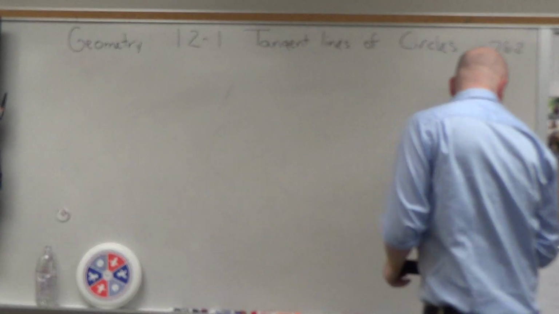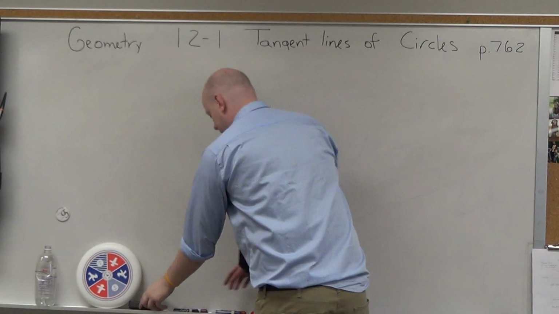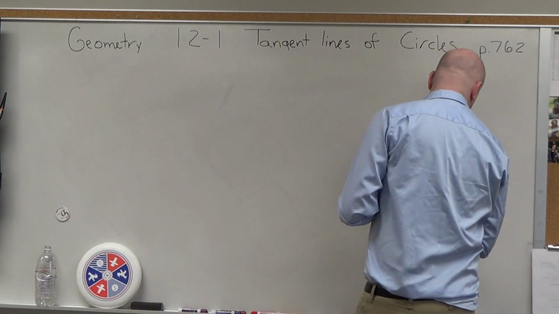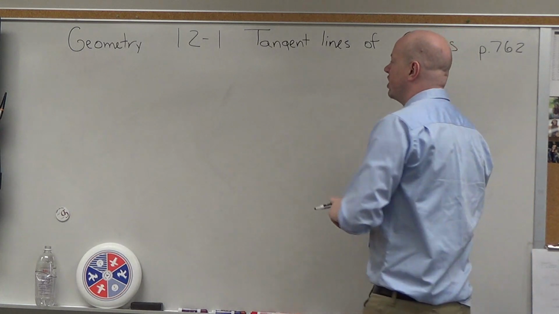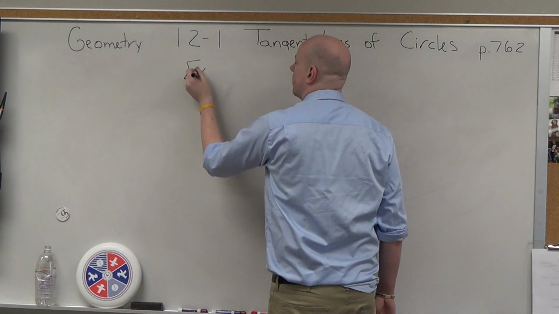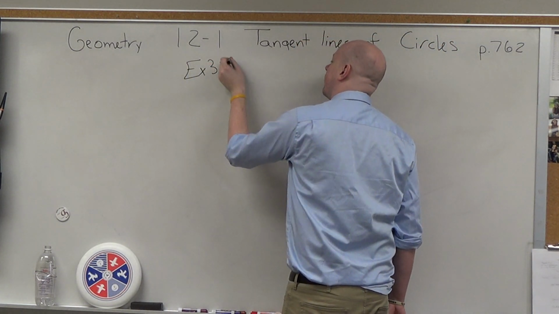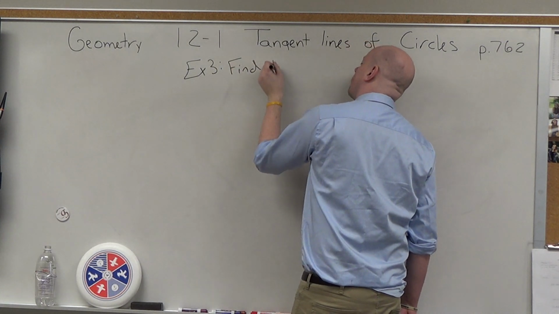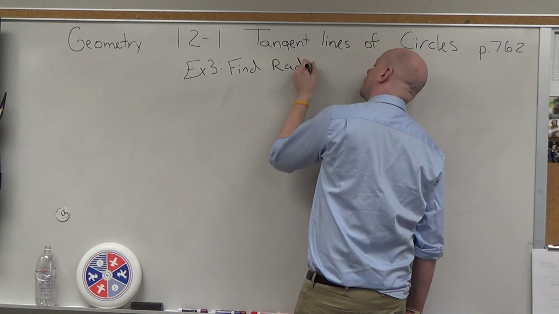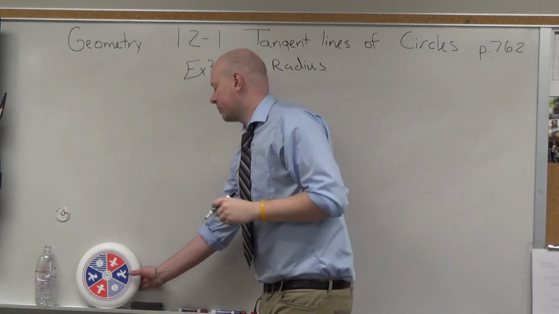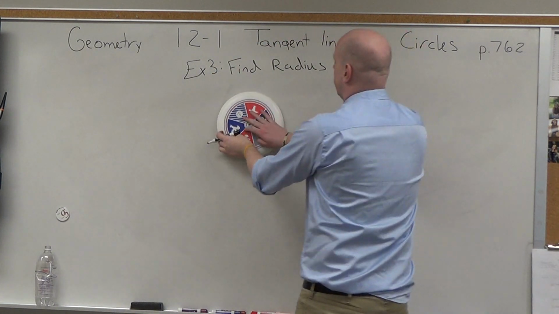Okay. Let's see. We're going to actually skip example 2, it looks like in my notes, and jump right to example 3. Example 3, we are going to find the radius of the circle. Now again, I'm just going to use my alpha disc just to make it more consistent here.